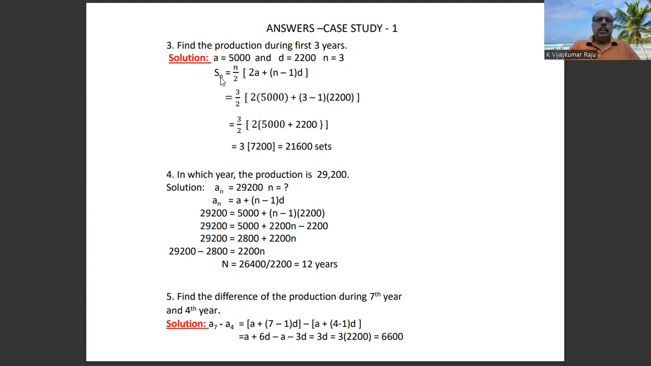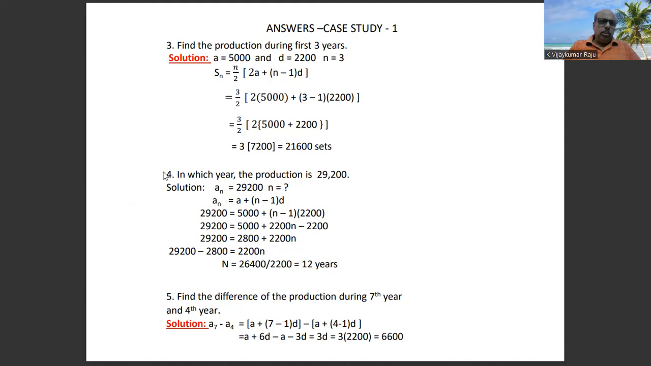So Sn formula. Sn is equal to n by 2, (2a plus (n minus 1) into d). Now what is n? n is 3. So let's put 3 upon 2 bracket, 2 into a is 5,000 plus (3 minus 1) into d, 2,200. 3 by 2. Now you see here 2 is here, 2 is here, 2 is common. Take out 2 common. 5,000 plus 2,200. This 2 and this 2 they cancel. So 3 into 7,200, that is 21,600 sets. So in the 3 years time, first year, second year, third year, total they manufactured 21,600 sets.